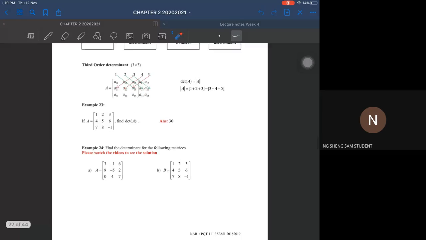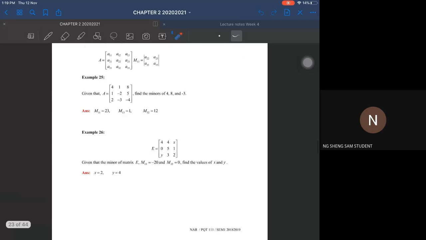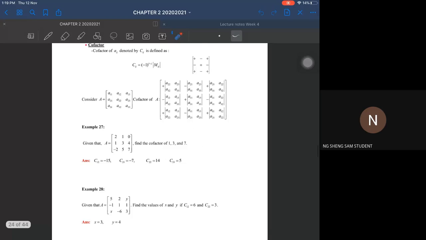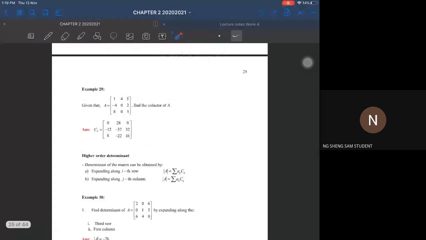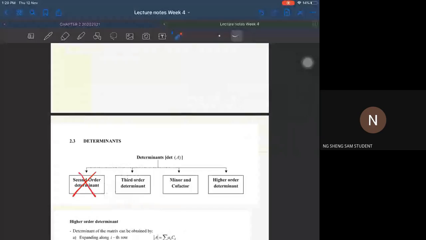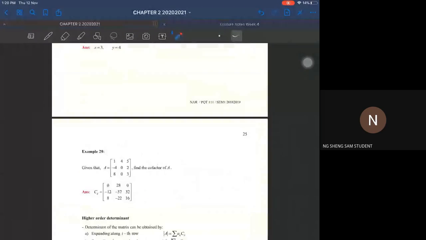Try to do examples 23, 24, 25, 26 until 29. Okay. Minor and cofactor, with third order, these two. So you must finish up to example 29. So next class I will teach higher order.